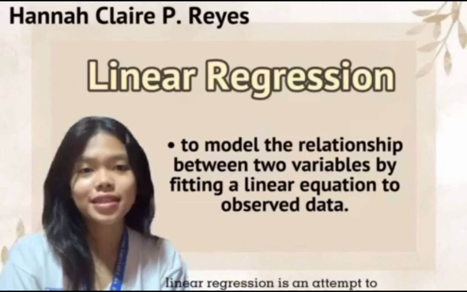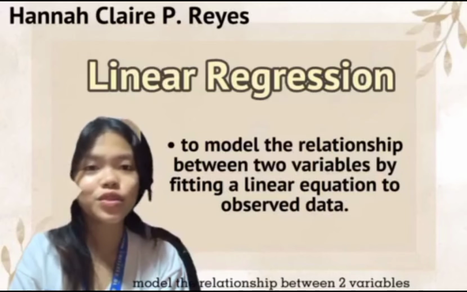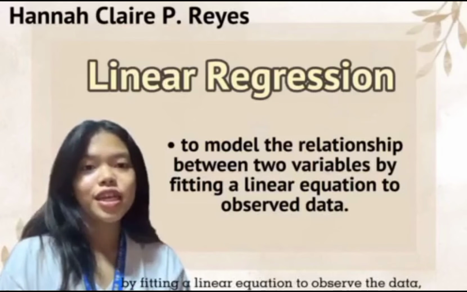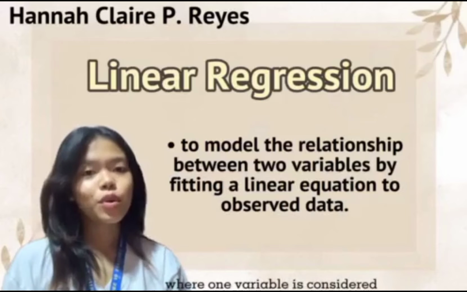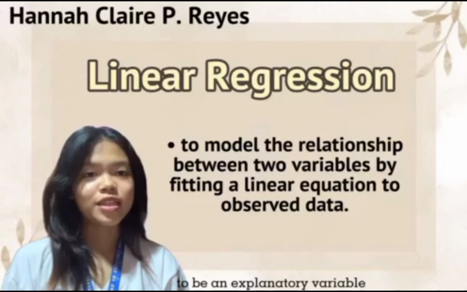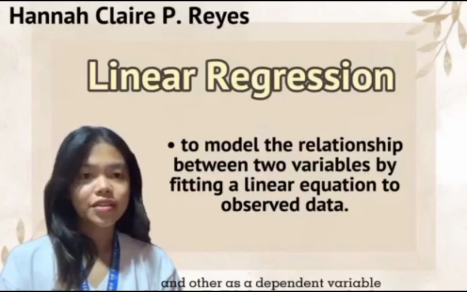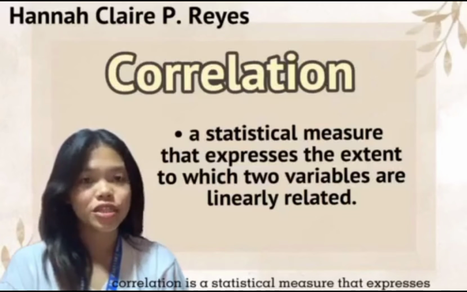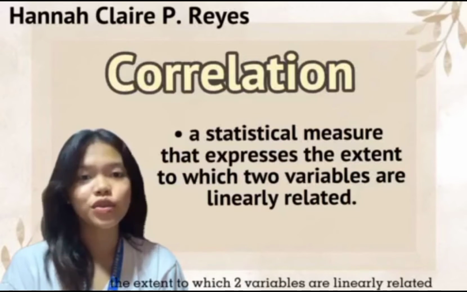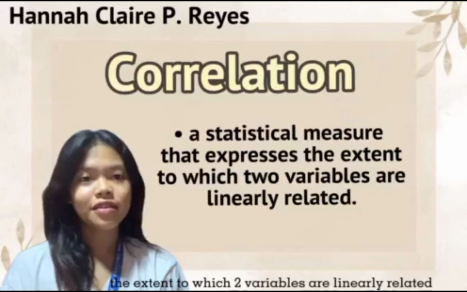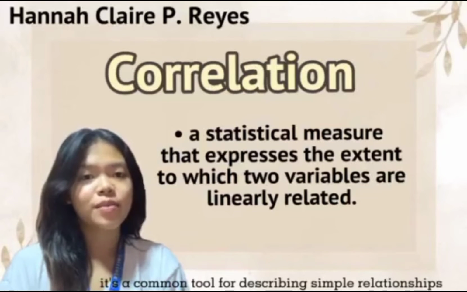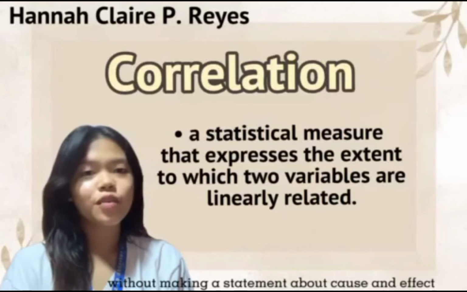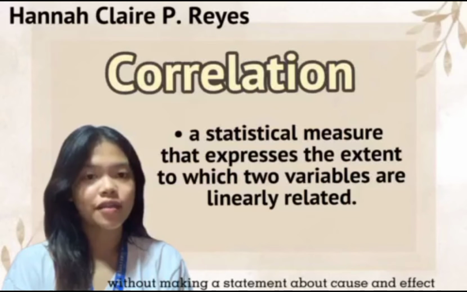Today we will tackle linear regression and correlation. Linear regression is an attempt to model the relationship between two variables by fitting a linear equation to observed data, where one variable is considered to be an explanatory variable and the other a dependent variable. Correlation is a statistical measure that expresses the extent to which two variables are linearly related. It's a common tool for describing simple relationships without making a statement about cause and effect.